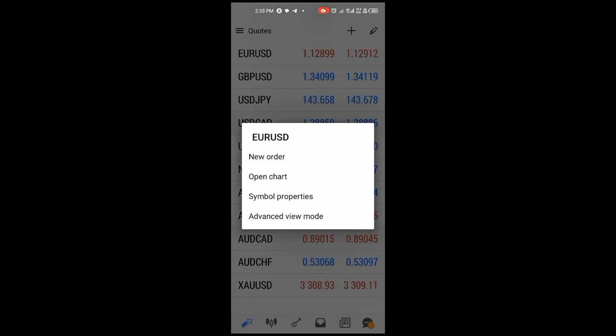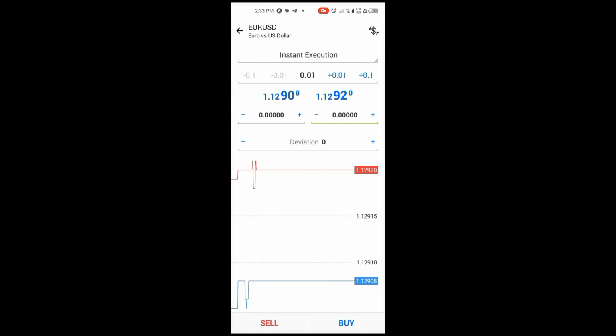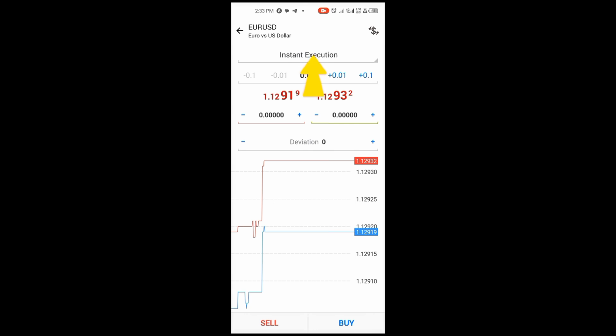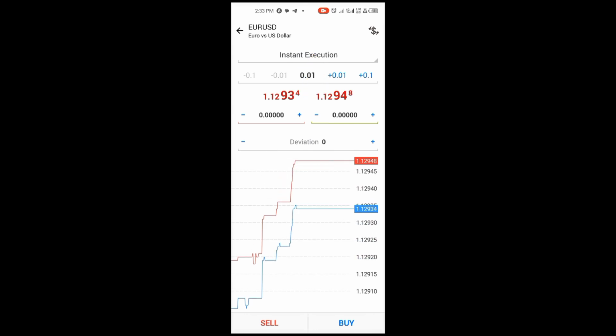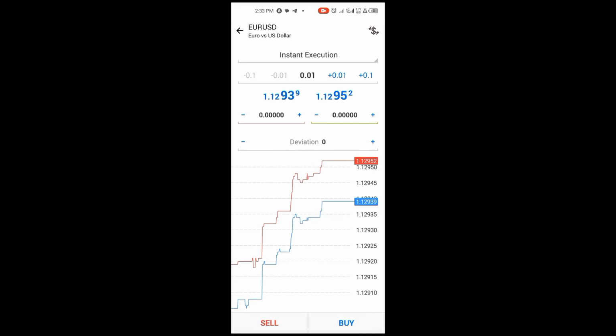So when you long press that, it will show new order, open chart. If you want to look at the chart, fine, but now you click on new order. When you click on new order, you see you have instant execution here. So from my analysis, let's say I have analyzed this market and I decide to sell this market. But before that, remember I told you about lot sizes.